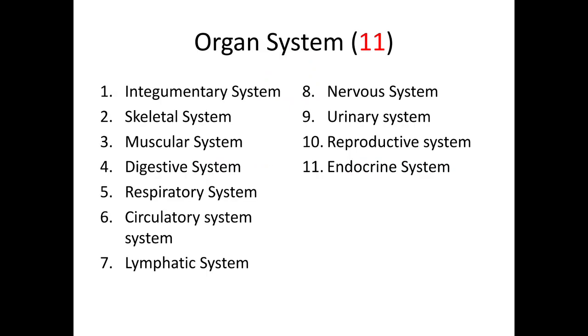If we are going to talk about the body of an animal, it is composed of organ systems. In a complex body of an animal like bovine, equine, or caprine, this body consists of 11 organ systems: integumentary system, skeletal system, muscular system, digestive system, respiratory system, circulatory system, lymphatic system, nervous system, urinary system, reproductive system, and endocrine system are among the 11 organ systems of a body.